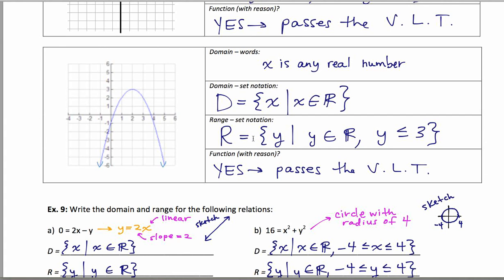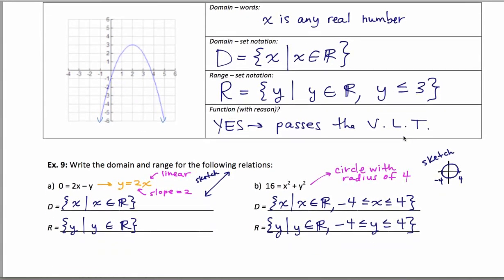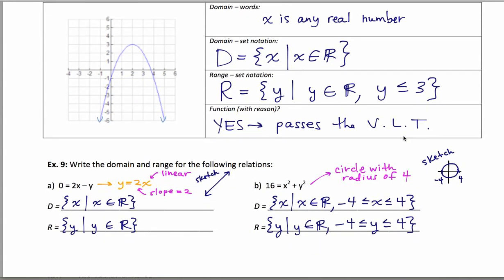So we can say that the range is the set of all y values such that y is an element of the real numbers where y is less than or equal to 3. Less than or equal because this vertex is at the point (2, 3), so 3 is included. And is it a function? Yes, it passes the vertical line test.